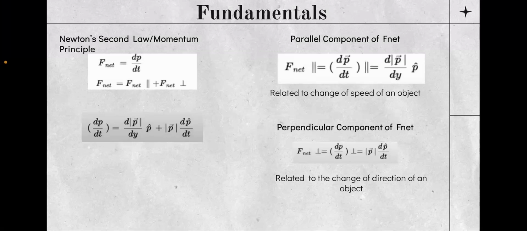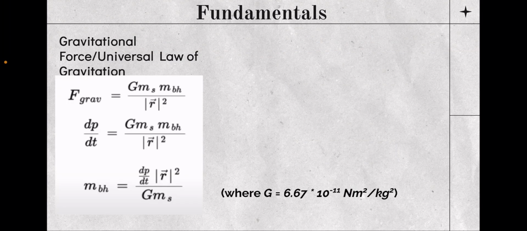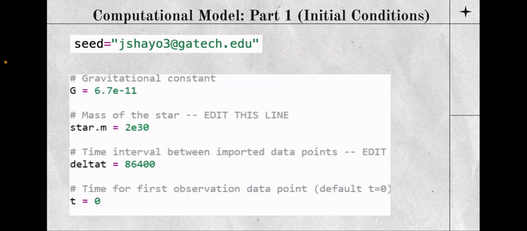Now, when looking at fundamentals, the main fundamentals for this lab are Newton's second law and the momentum principle, where Newton's second law states that force equals mass times acceleration, and the momentum principle describes how force relates to an object's momentum. The parallel component then shows the net force determined by an object's speed, and the perpendicular component is the net force that affects the object's direction. Some other fundamentals include the gravitational force given by the universal law of gravitation, where the gravitational constant is 6.67 times 10 to the negative 11th.